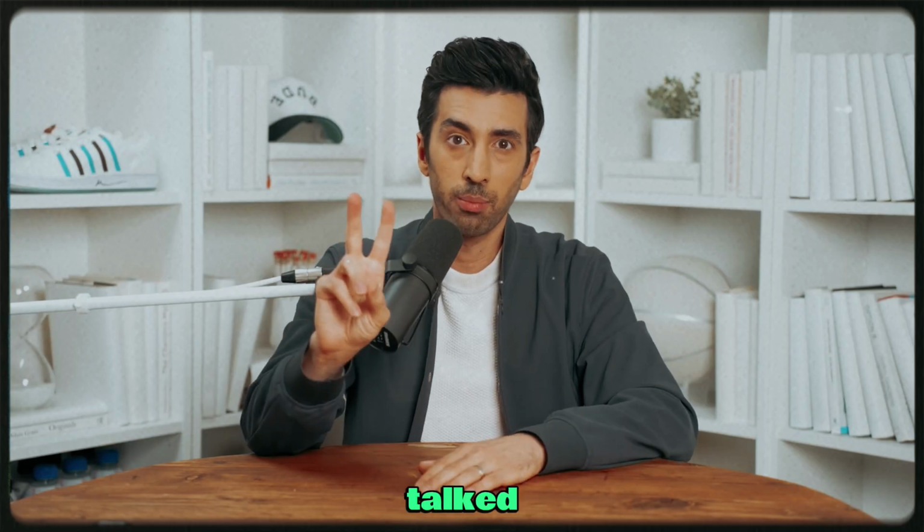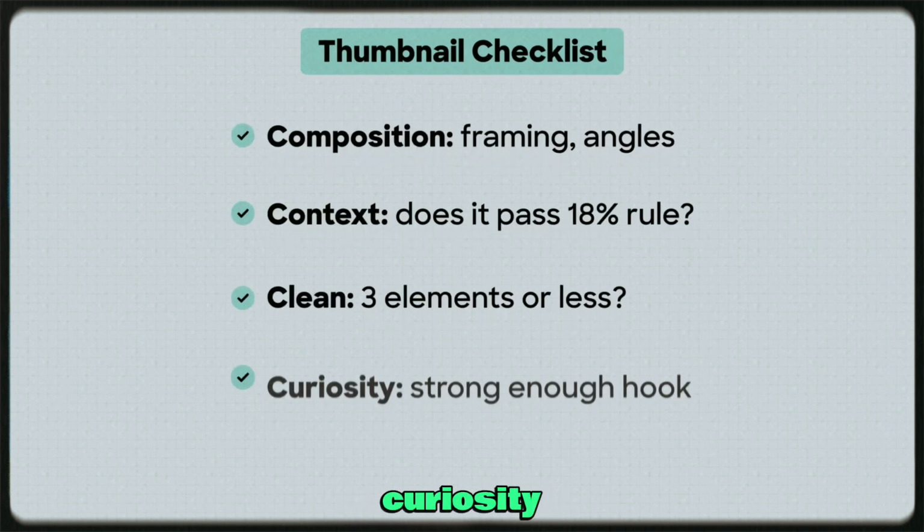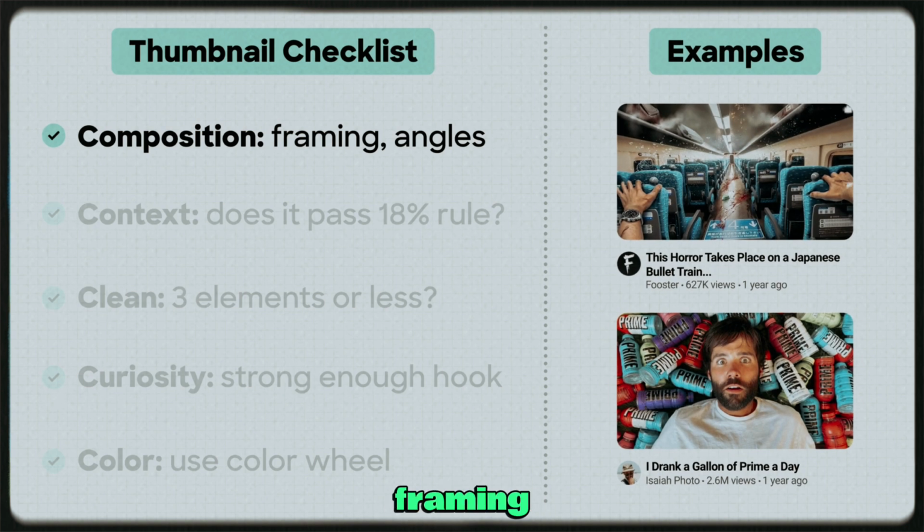Yeah. So Marques talked about 2 things when it comes to thumbnails, but I actually think there are 5, and I call it the 5 C's: composition, context, clean, curiosity, and color. The first C is composition, meaning, does the framing or the angles or the leading lines draw you in?